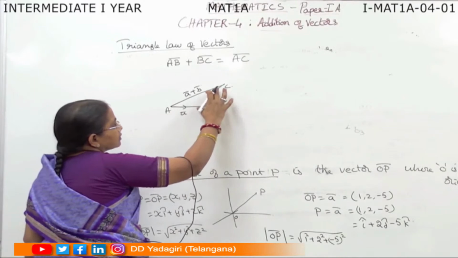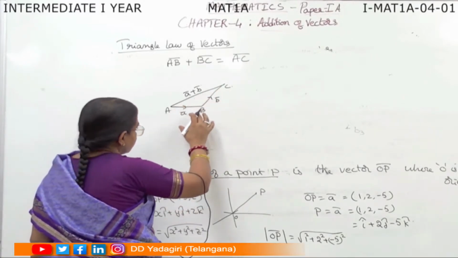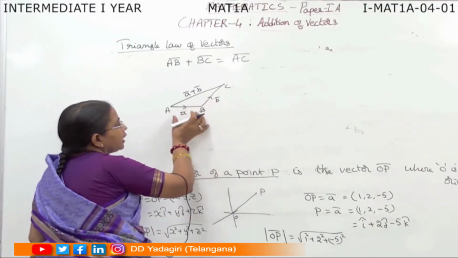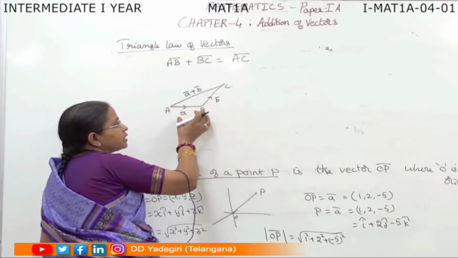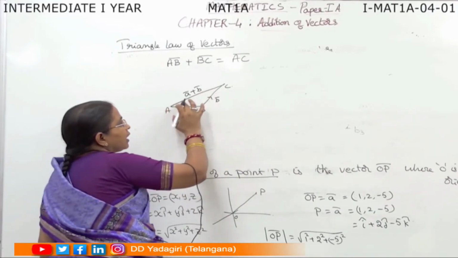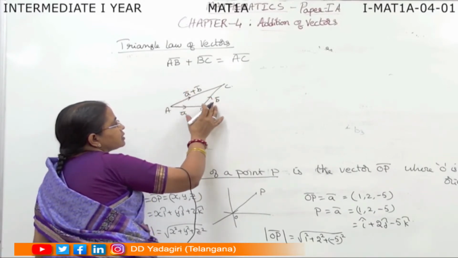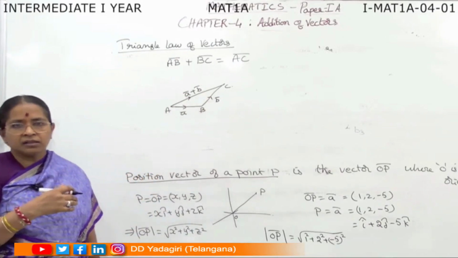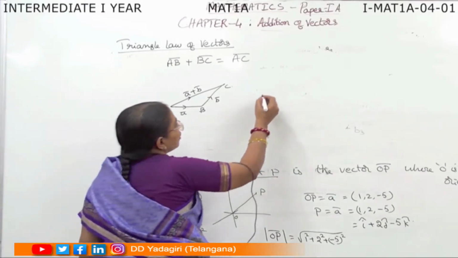The sum of two vectors A and B, if they represent the adjacent sides of a triangle, then the other side, from A to C, represents the resultant of these two vectors. So this is called the triangle of vectors.